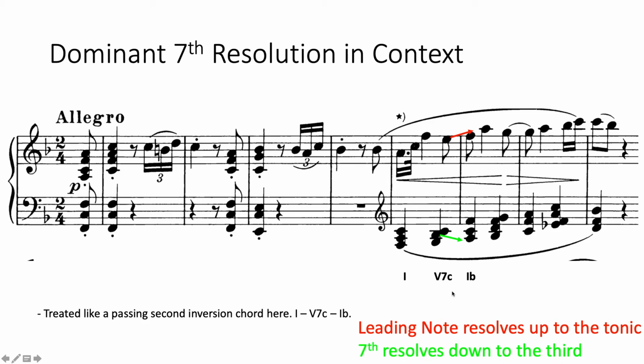And again, the 7th in the chord resolves down to the 3rd, and the leading note resolves up to the tonic. So we get that smooth resolution. This is kind of treated like a passing 2nd inversion chord. If we look at the bass, it goes F, G, A. The bass moves by step. And this chord is sandwiched in between two consonant chords.